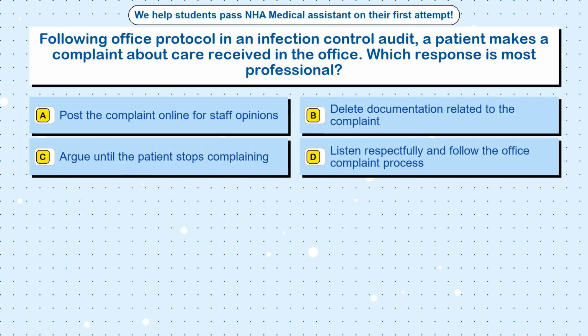Question 7. Following office protocol in an infection control audit, a patient makes a complaint about care received in the office. Which response is most professional? Option A. Post the complaint online for staff opinions. Option B. Delete documentation related to the complaint. Option C. Argue until the patient stops complaining. Option D. Listen respectfully and follow the office complaint process.